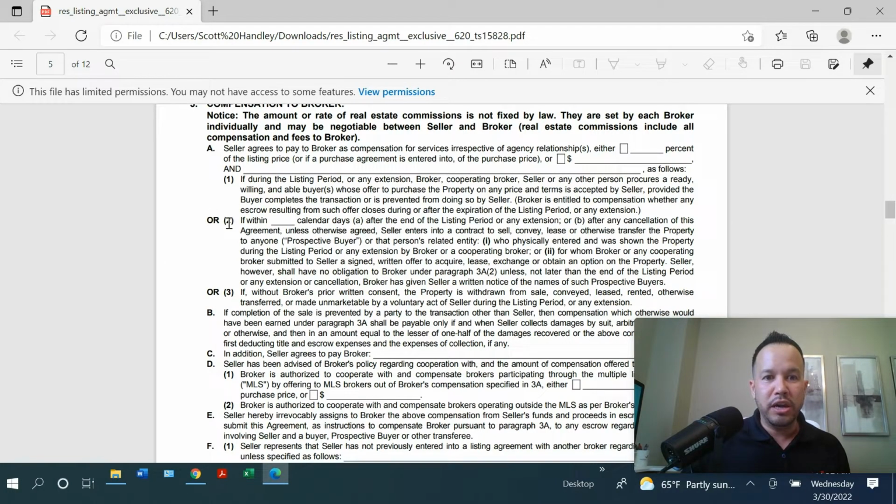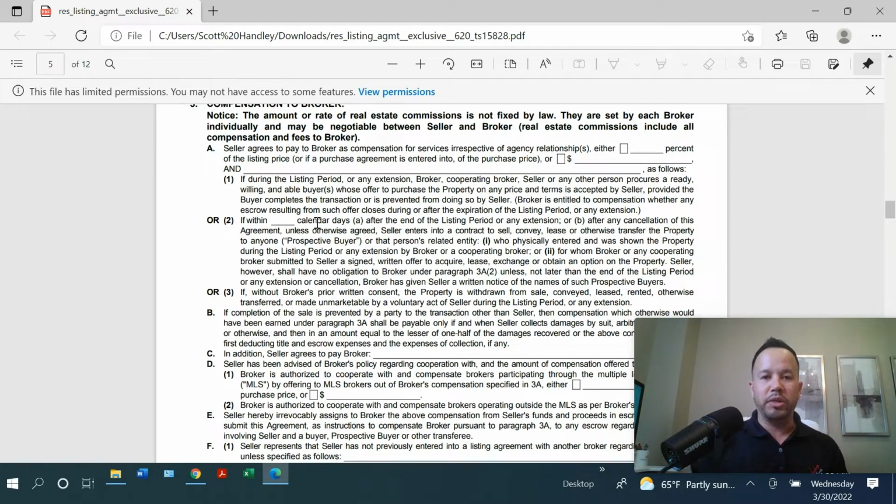On 3.2, if within blank calendar days after the end of the listing period or any extension, or after any cancellation of this agreement, unless otherwise agreed, seller enters into a contract to sell, convey, lease, or otherwise transfer the property to anyone, prospective buyer, or persons related entity who physically entered and was shown the property, or broker submitted to seller a signed written offer to acquire, lease, exchange, or obtain an option on the property, and seller, or any extension or cancellation, broker has given seller written notice of the names of such prospective buyer.